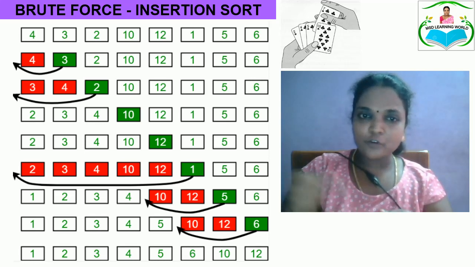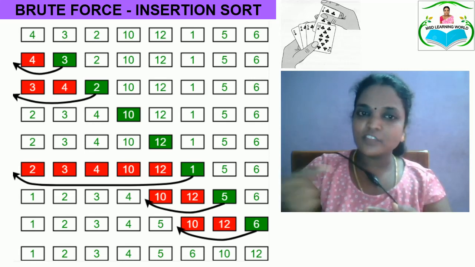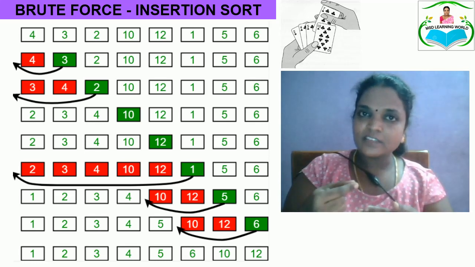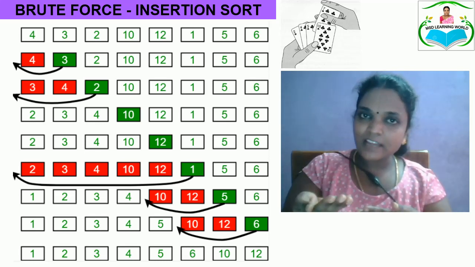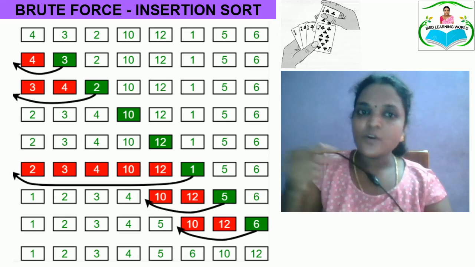Now I take the fourth element, and the third iteration starts. The fourth element is 10. 10 is taken out and checked with 4. It is greater, so it is very clear that no elements will be greater than 10, because the last element we keep is already the highest of all the previous elements. So 10 will be placed in the same position.